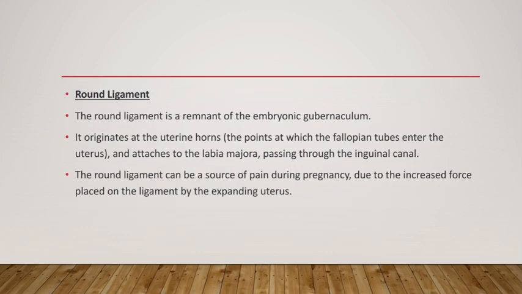Round ligament. This is the remnant of the embryonic gubernaculum. It originates at the uterine horns, the point at which the fallopian tubes enter the uterus, and attaches to the labia majora, passing through the inguinal canal. The round ligament can be a source of pain during pregnancy due to the increased force placed on the ligament by the expanding uterus.